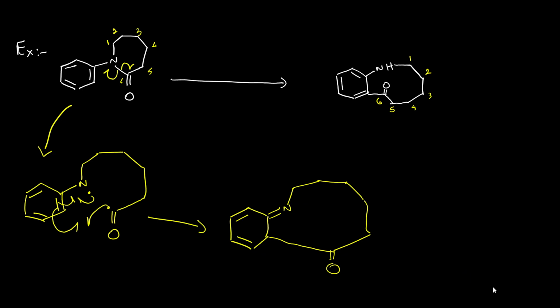And now the next step is to regain the aromaticity of this carbon ring. So you know that there's a hydrogen over here. There's a hydrogen over here. So a rearrangement will occur. Let me take another color to explain it.